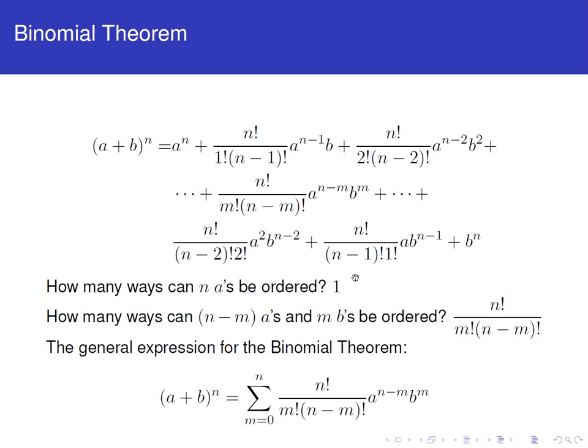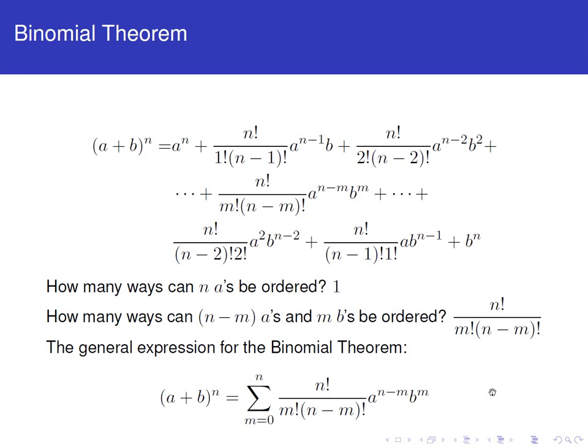Well, there we have it. That's the binomial theorem. A plus B to the n power is just simply equal to the sum of all of these terms. And we can see here that we have the correct power for the A and the correct power for the B, and then just simply how many different ways we can arrange the A's and B's turns out to be our coefficient.